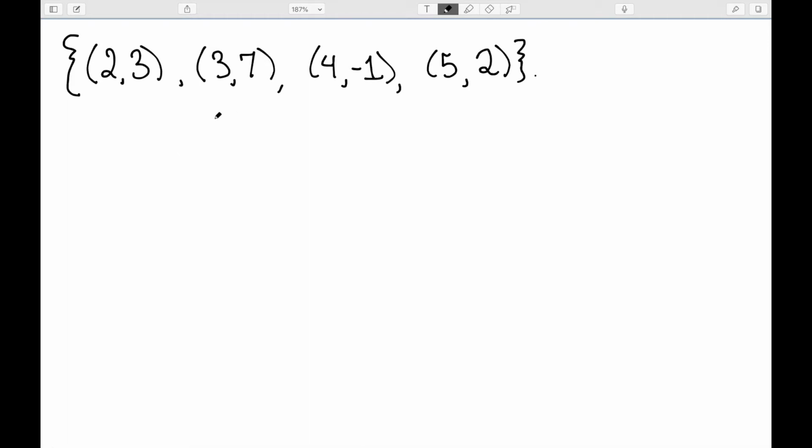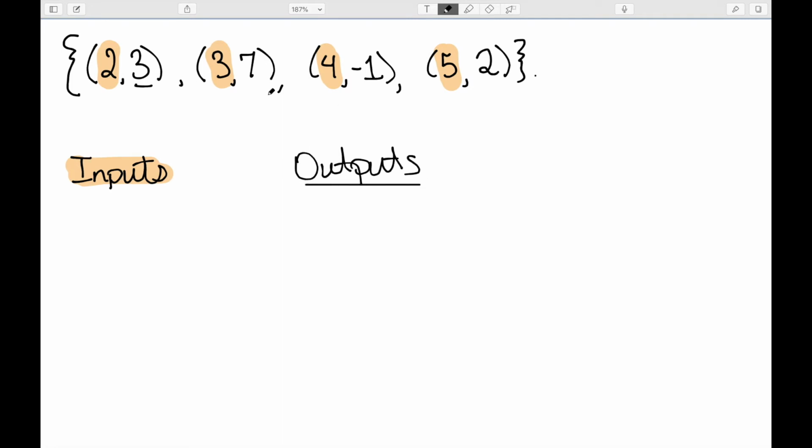One way to represent a function is just a list of ordered pairs like this here. In this case, our inputs, I'll go ahead and shade. These are the first coordinates, the 2, the 3, the 4, and the 5. The outputs, I will underline. That's the 3, 7, -1, and 2. So this is a function because every single input has exactly one output. We can see that for everything I input, I get a single output as a result.